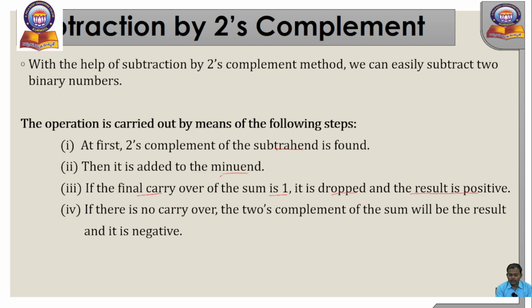If there is no carry over after performing the subtraction, then the 2's complement of the sum will be the result and it is negative. That is, after performing the subtraction, whatever result we get, we need to find the 2's complement of that sum, and that gives you the negative result. We will understand all of this once we perform an example. These are the 4 steps to be used in subtraction by 2's complement.